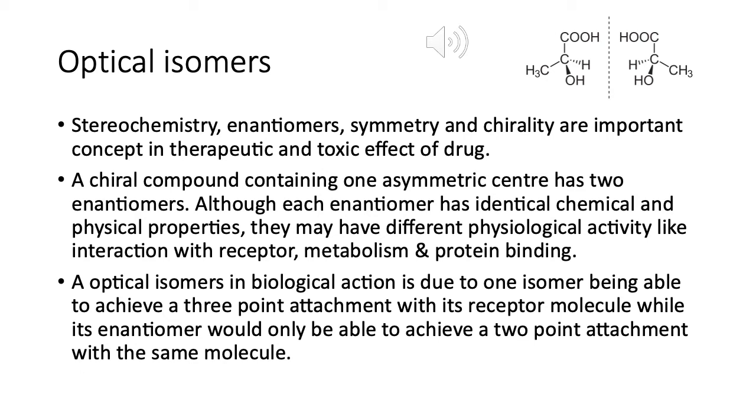The difference in biological action of optical isomers is due to one isomer being able to achieve a 3-point attachment with the receptor molecule, while its enantiomer would only be able to achieve a 2-point attachment with the same molecule, which would then have a low binding efficiency. The example above shows lactic acid. On the left is the S-positive lactic acid, on the right is the minus lactic acid. They are non-superimposable mirror images of each other.